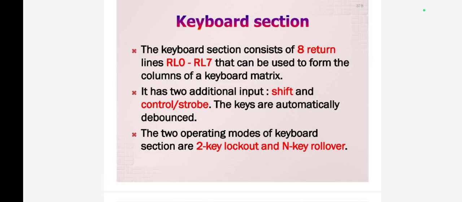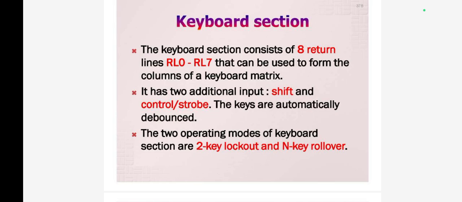The keyboard section consists of 8 return lines, namely RL0 to RL7. These are the input lines which are connected to one terminal of the keys, while the other terminal of the keys is connected to the decoded scan lines. These are normally high but pulled low when a key is pressed. It has 2 additional inputs, namely shift and control or strobe. The keys are automatically debounced.